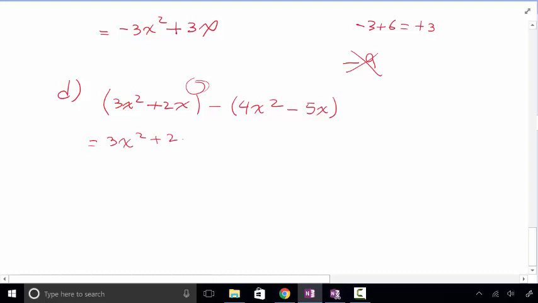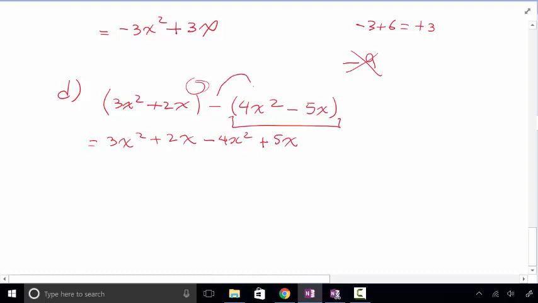3x squared plus 2x. You have to be careful with this one right here, because I said you always take the sign in front. So what's the sign in front of this bracket? It's a negative. Remember, a negative means the opposite. The opposite of the whole entire bracket. So what's the opposite of 4x squared? Negative 4x squared. It's even the opposite of negative 5x. What's the opposite of negative 5x? Positive 5x. Does that make sense?